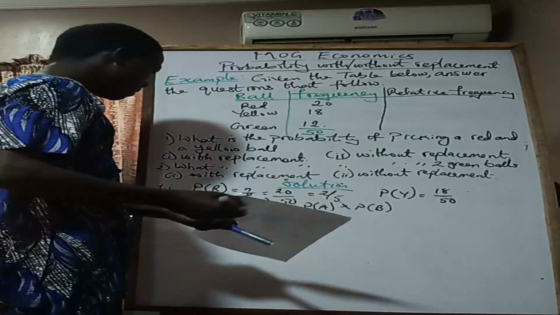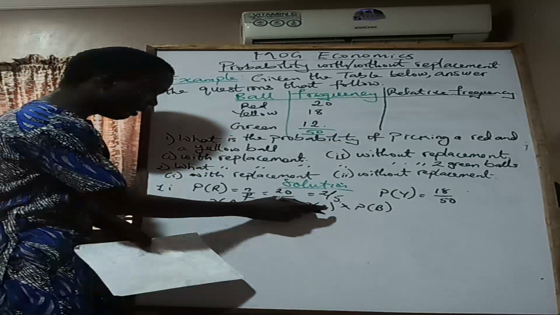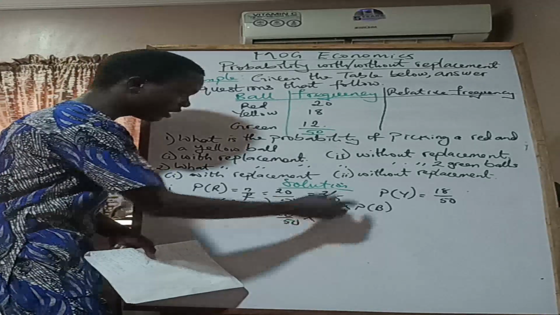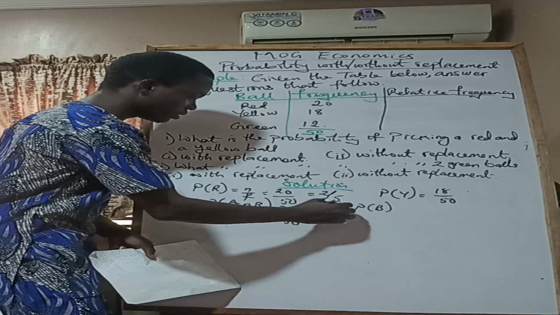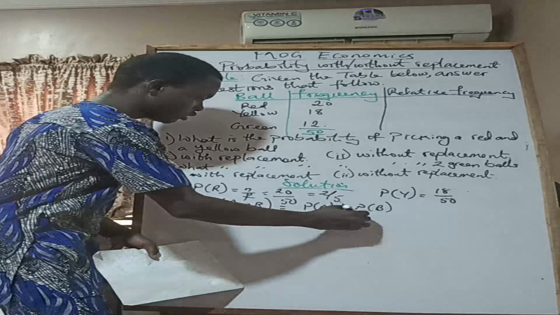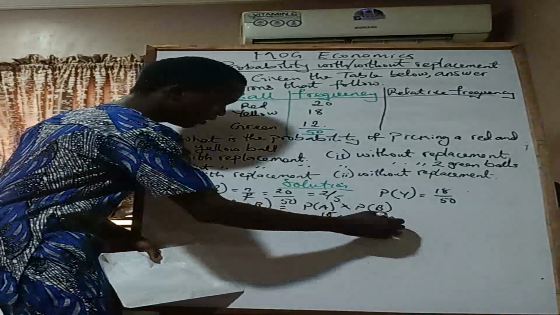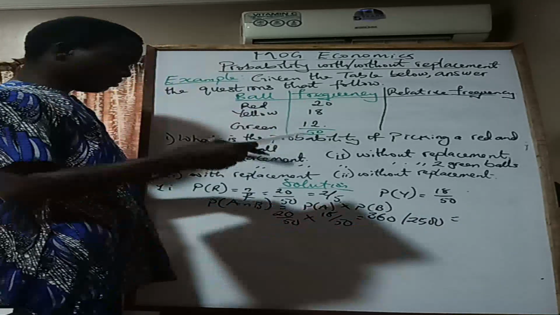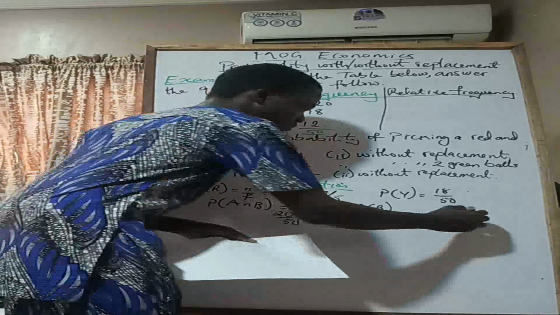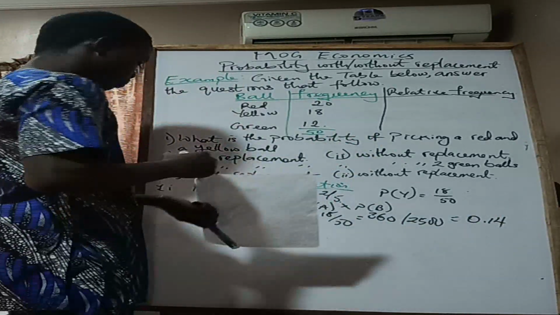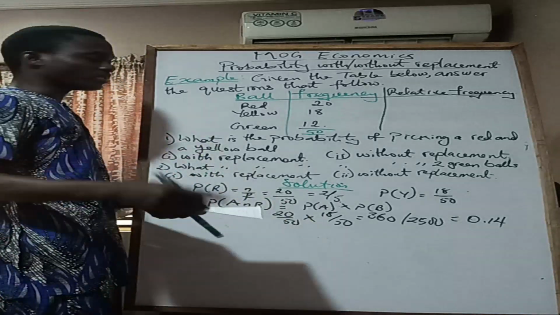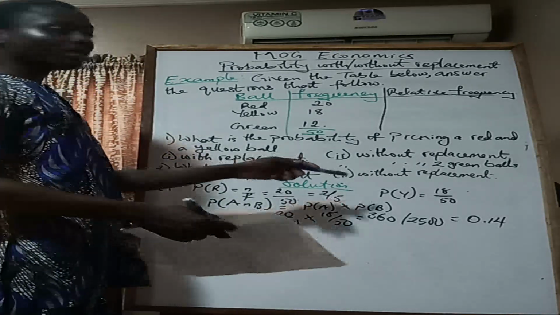So here the probability of R is 20 over 50 multiplied by the probability of Y, 18 over 50. So we have 360 divided by 2500, and that is 0.14. So there's a 14% chance that you're going to pick a red and a yellow ball with replacement. Now, how about without replacement?